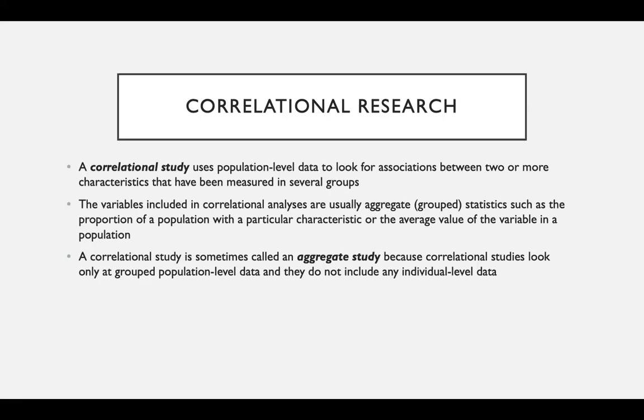Correlational research is typically going to use population level data to look for associations. The variables that we're going to be looking at here in correlational kinds of research are usually grouped, or what we call aggregate statistics. So what's the proportion of a population that has a particular characteristic, or the average value of that variable in a population? So in the correlational or aggregate studies, we're just looking at correlational data. We're looking at data grouped at the population level. There's no individual level data.